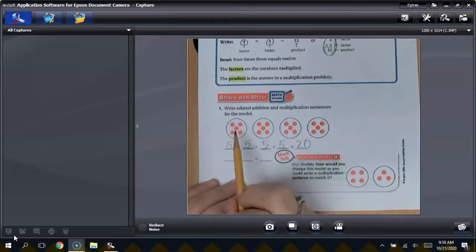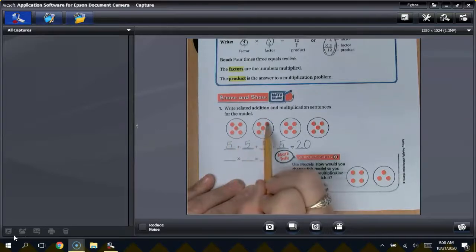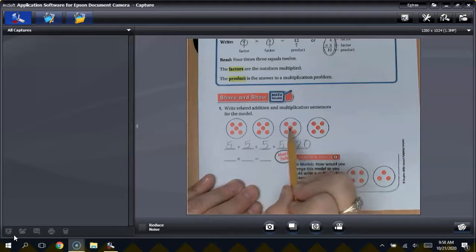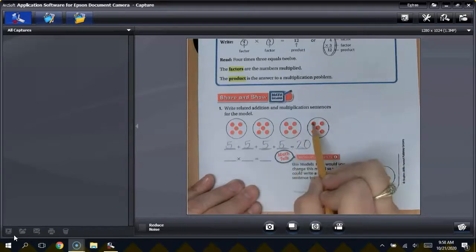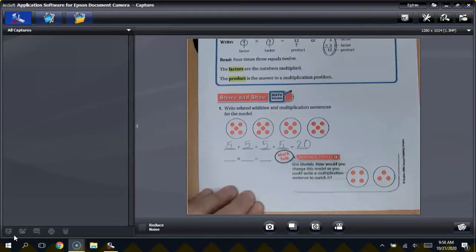I could also use my counters if I didn't know how to count by 5. 1, 2, 3, 4, 5, 6, 7, 8, 9, 10, 11, 12, 13, 14, 15, 16, 17, 18, 19, 20. Now I have my addition problem. I need to set up my multiplication problem.